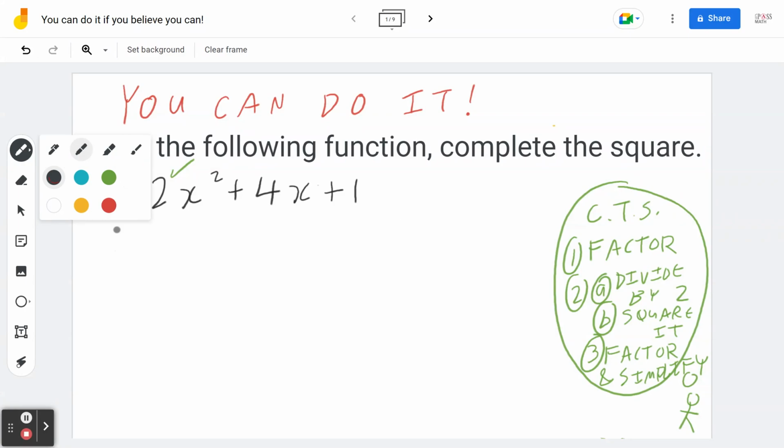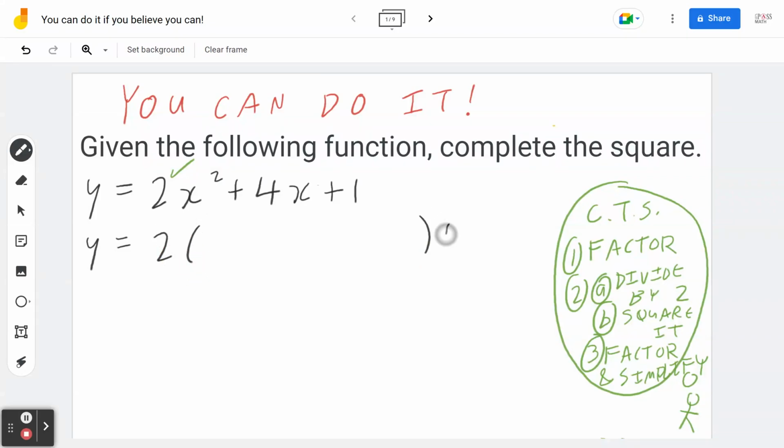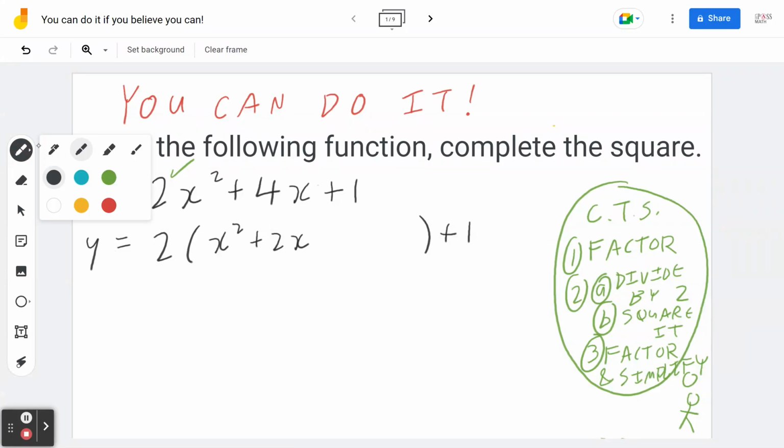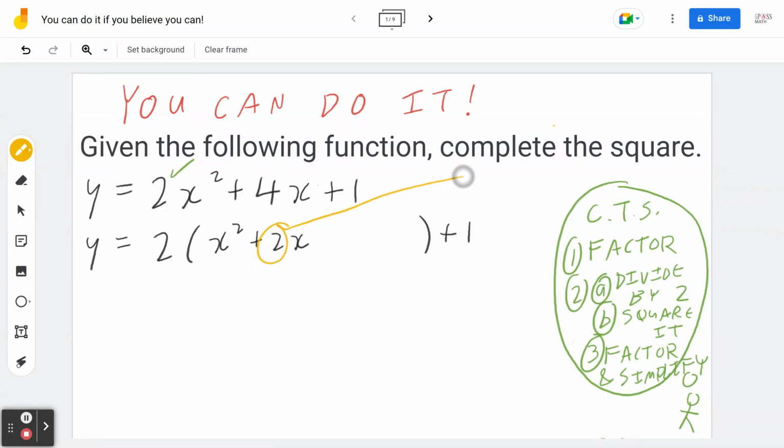So here's how we do it. If y equals 2x squared plus 4x plus 1, the first step is to factor 2 to the front. So I copy the plus 1 at the end. In the brackets, this is going to be x squared plus 2x. Now, again, what happens is you take this number, 2, and you divide it by 2. So we're now in step 2, divide by 2. 2 divided by 2 is going to be 1, and 1 squared is going to be 1.